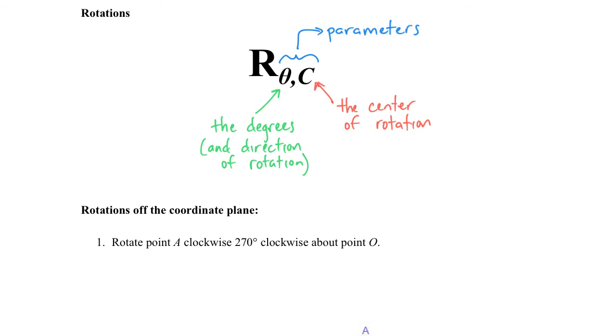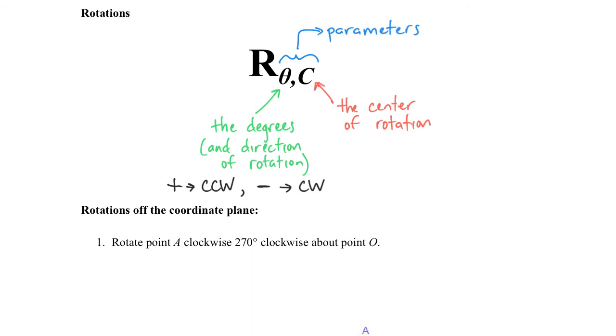Now, one more note about the degrees of rotation. It's important to note that there are two different directions that we could go. Positive degrees means counterclockwise, and a negative degree measure means clockwise. So if I tell you to go positive 90 degrees, then we're moving in this direction, counterclockwise. And if I tell you to go negative 90 degrees, then we're going to go the opposite direction, clockwise. So positive is counterclockwise and negative is clockwise.